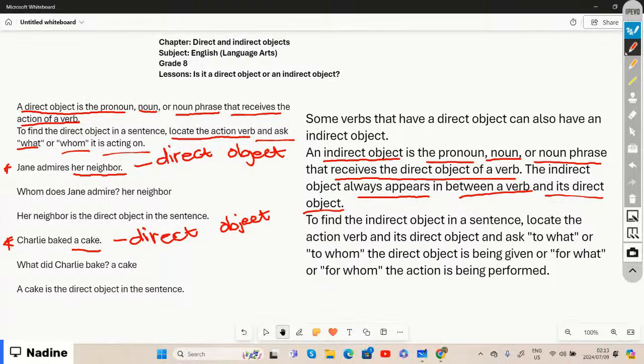And in order for us to find the indirect object within the sentence, we need to locate the action verb and locate the direct object and ask ourselves to what, not just what, but to what or to whom the direct object is being given, or for what or for whom the action is being performed, right?